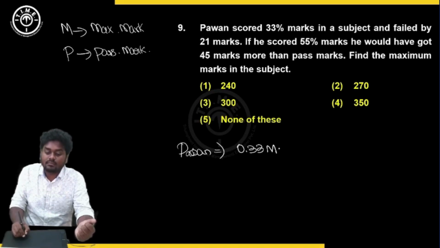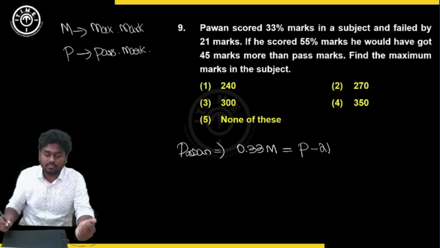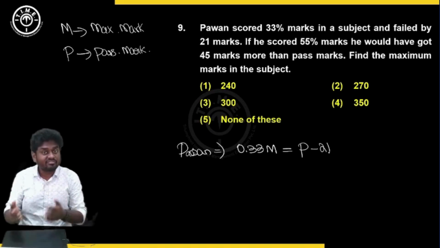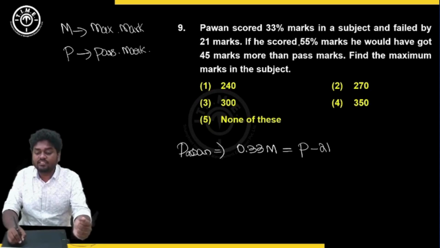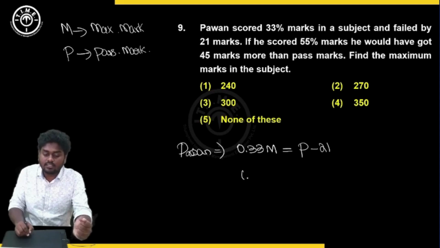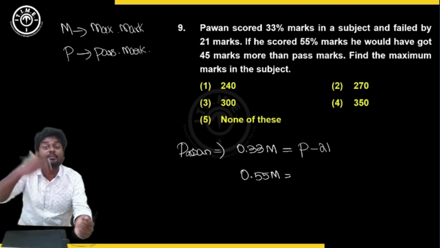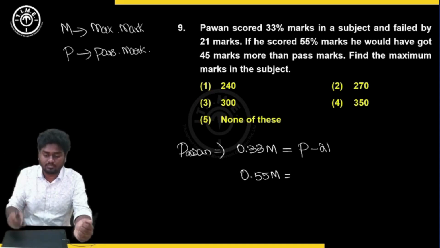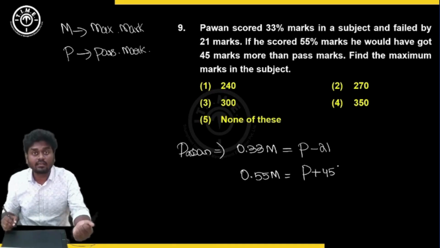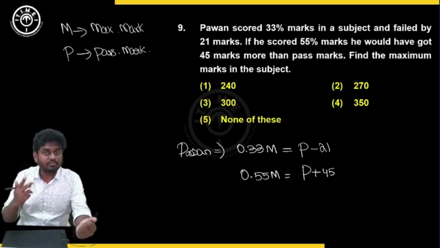Guys, whatever the marks that he has scored, this will be equal to pass mark minus 21. Correct? Yeah, because he has failed by 21 marks. Right? Similarly, if he scored 55% marks, that is, if the mark that he has scored is 0.55 m, 55%, he would have got 45 marks more than the pass mark. So this is pass mark plus 45 marks. Correct? Now we have two beautiful equations.